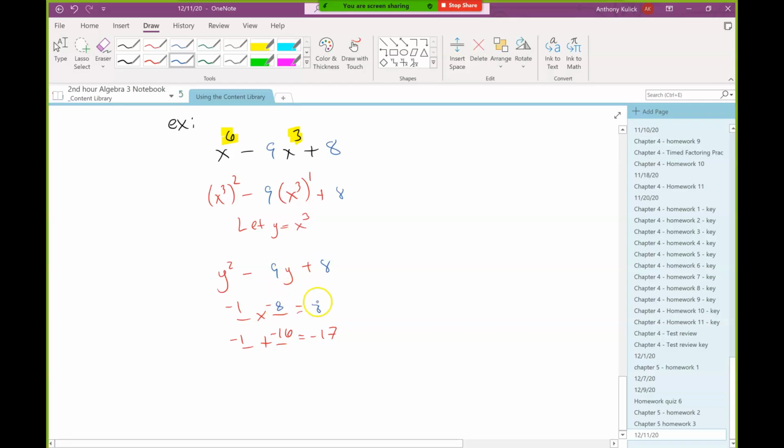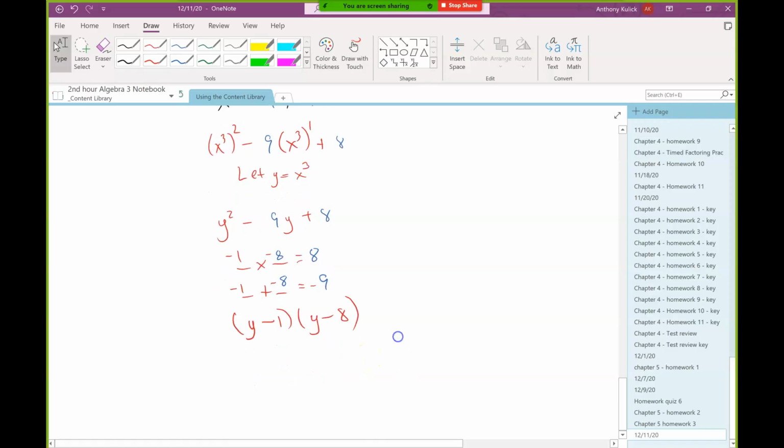So now, since the leading coefficient is 1, those two numbers take me exactly to my factored form. But again, I don't want to factor y squared minus 9y plus 8. I wanted to factor x to the sixth minus 9x to the third plus 8. And then substitute back.